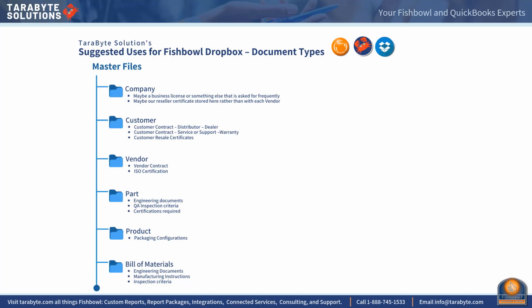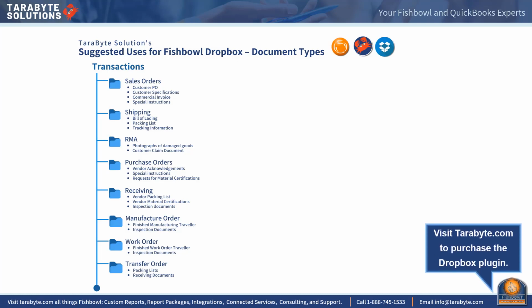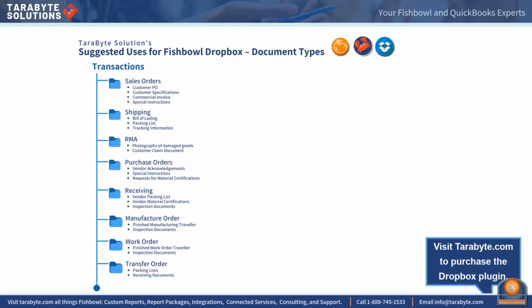Under part, we can have all of our engineering documentation, and we can have our inspection documents and our inspection requirements all stored there. Product, I would have packaging configurations. The list goes on. So in sales orders, we have the customer PO, any special specifications from the customer, instructions, purchasing, receiving, transfer orders. The list goes on. So it's a great little add-on, and we would be happy to take that order for you.